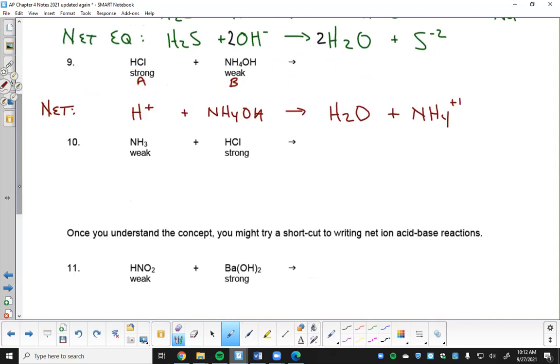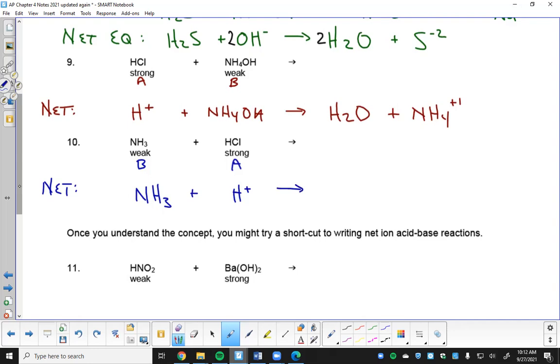Now, if we did number 10, it's a little different. Ammonia is a weak base, and it's perhaps one of the most common examples of a weak base that they like to use in our textbook. This is a strong acid. So we bring down the weak base, NH3, and then we're going to bring down the hydrogen.